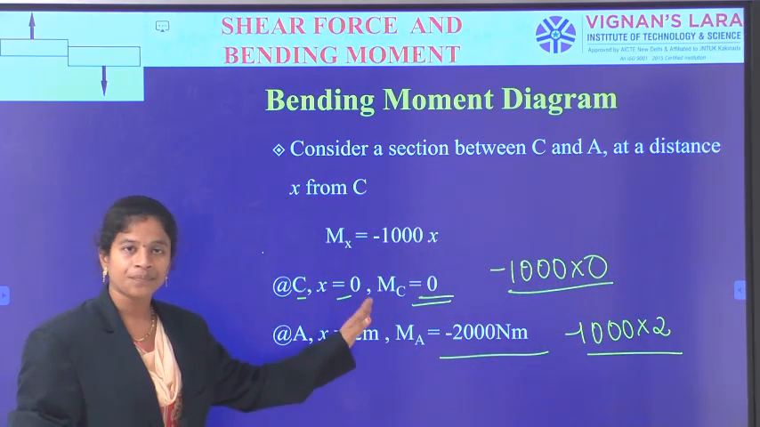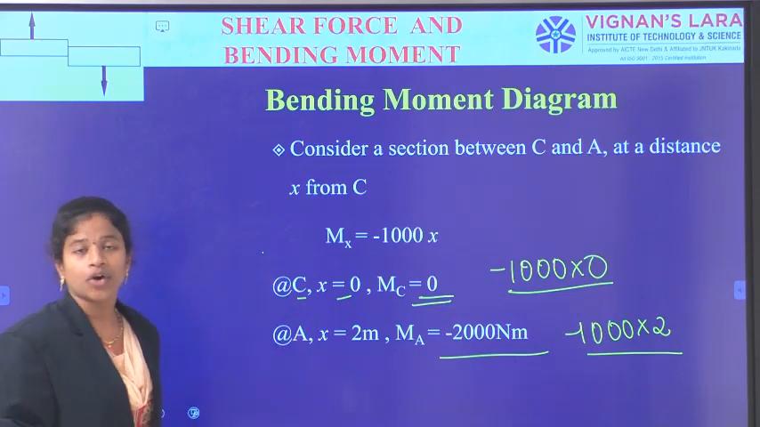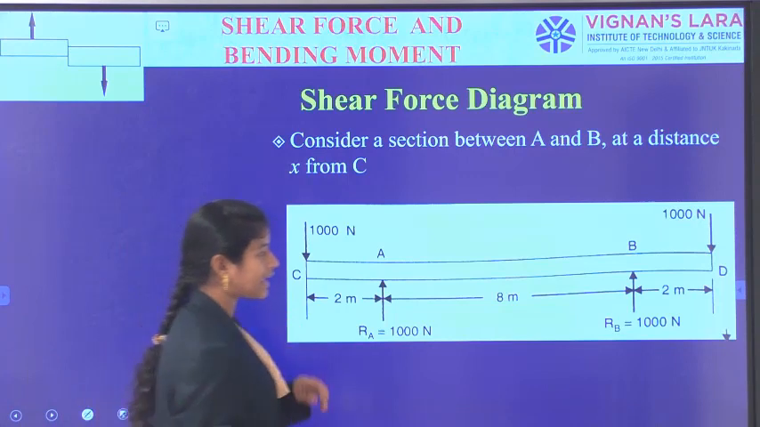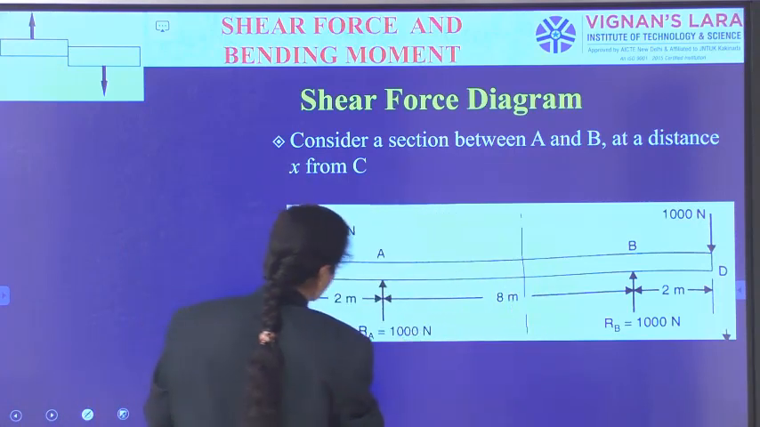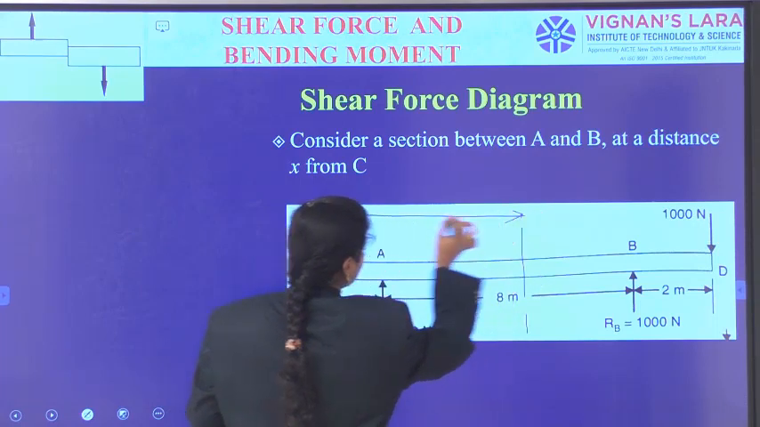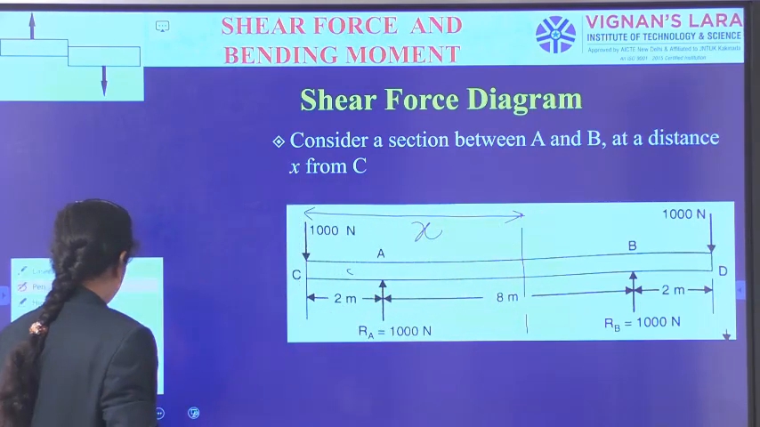In this way, we have got MC and MA. And then we are going into the next section, which is located in between A and B. Now I am considering the next section being located in between A and B. Again, it is measured from C.